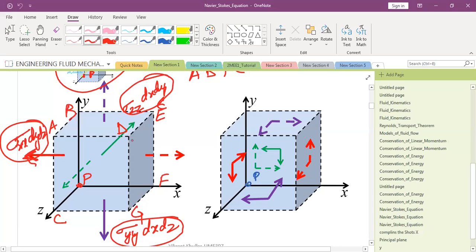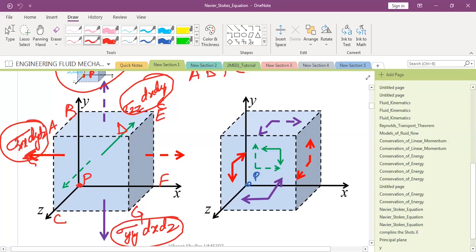So please make it clear. This is very important. Any doubts to anyone of the forces acting on these faces? That is, ABPC has sigma XX into dy dz. PFGC has sigma YY into dx dz, and BEFP has sigma ZZ into dx dy.